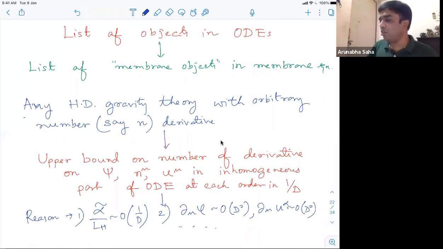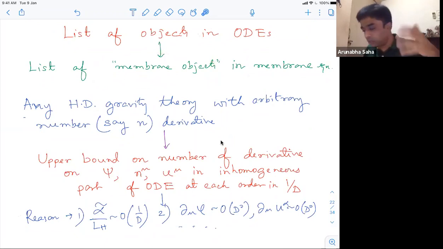Once you figure out the list of all possible objects that can be sitting in the ODEs, the ordinary differential equations of the corrections, then you can massage that form to arrive at the list of all possible membrane objects that can sit in the membrane equation. So this is the approach that I will follow. Another point is that for higher derivative theories, I'm saying that they contain any arbitrary number of derivatives.